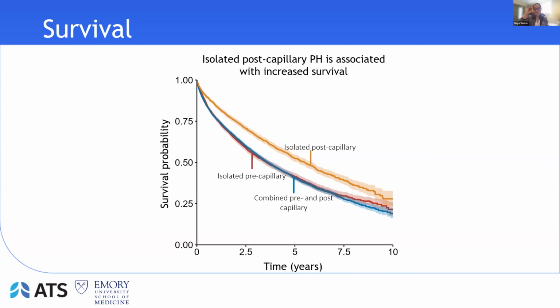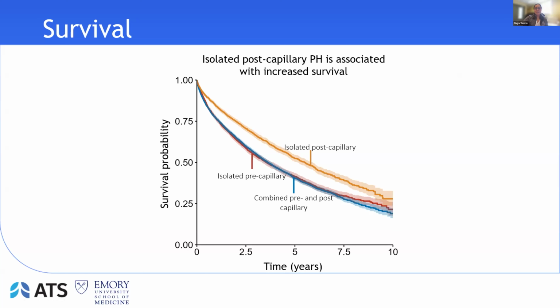When this group's survival was evaluated over time, stratified by their hemodynamic profile, we saw that there was a distinct separation between patients that had isolated postcapillary pulmonary hypertension, which is this orange line up here, and those that had pre or combined pre and post capillary pulmonary hypertension, which are the red and the blue lines respectively. This separation started as early as 1 year after the right heart cath and persisted pretty steadily over time.